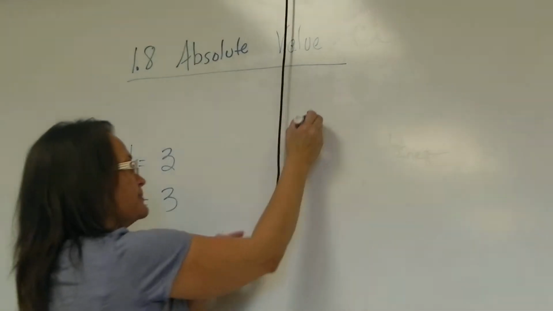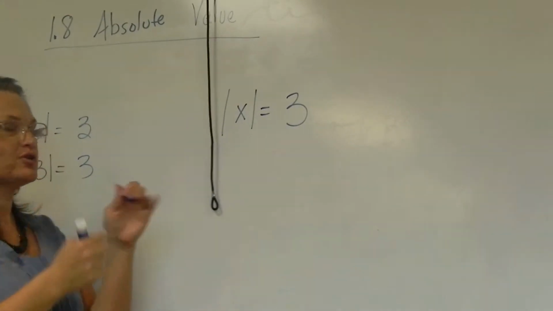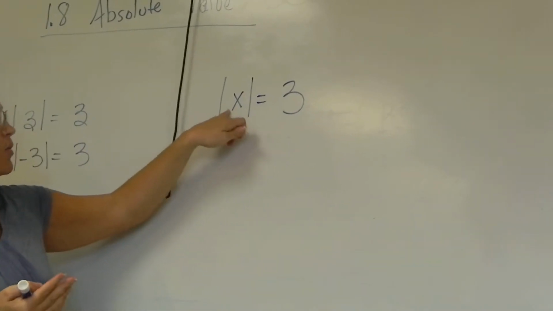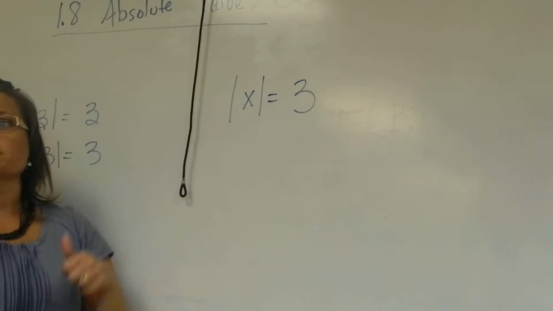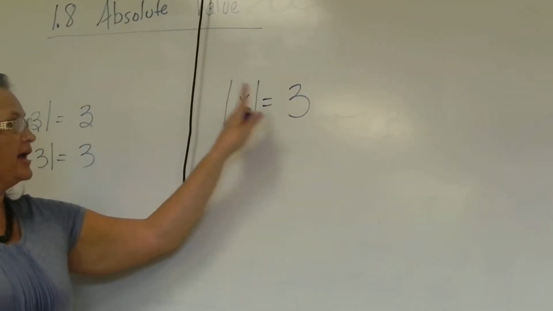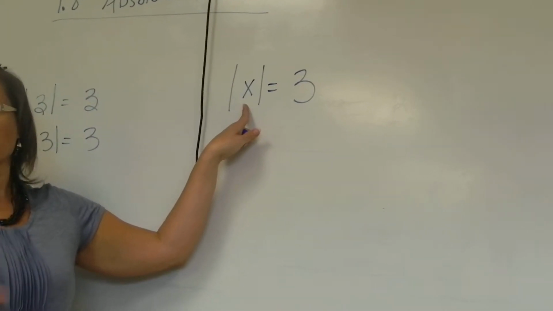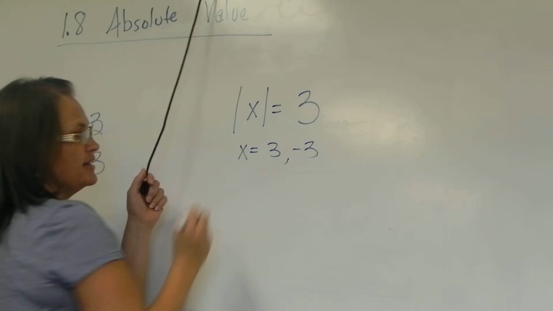So the first thing you see in your note packets is the absolute value of x equals 3. So we're kind of doing it in reverse, an algebraic equation. What can we plug in for x that makes this true? And this is why there's two answers. The absolute value of 3 is 3, and the absolute value of negative 3 is 3. So x equals 3 and negative 3.